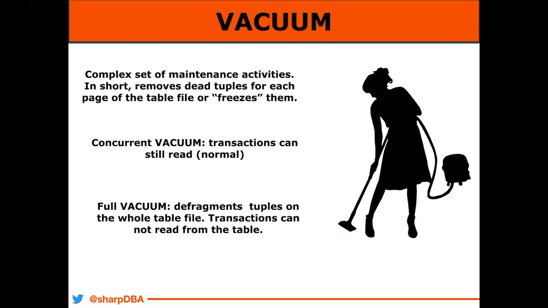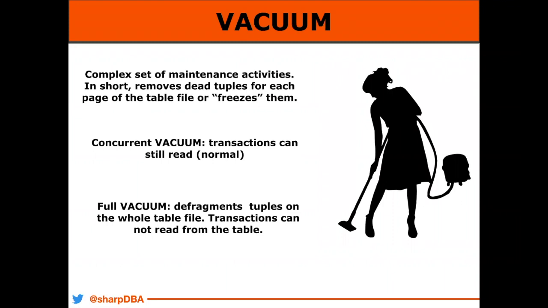There are two major styles of vacuuming. Concurrent vacuum is where your transactions can still read from your table. This is the default, and it's the method that auto vacuum calls. Full vacuum actually defragments the tuples on the whole table file, so you actually get the space back, versus concurrent vacuum, where you can't necessarily see reclaimed space. We'll talk about the complexities of that in a minute too.